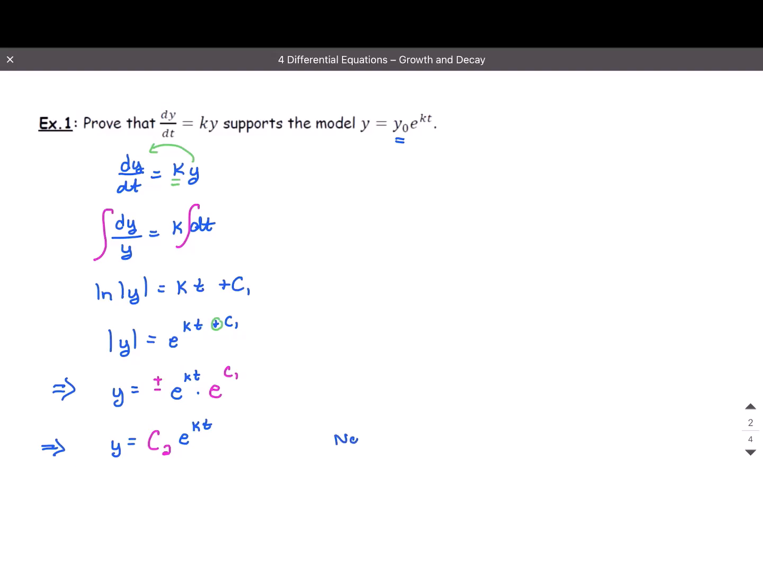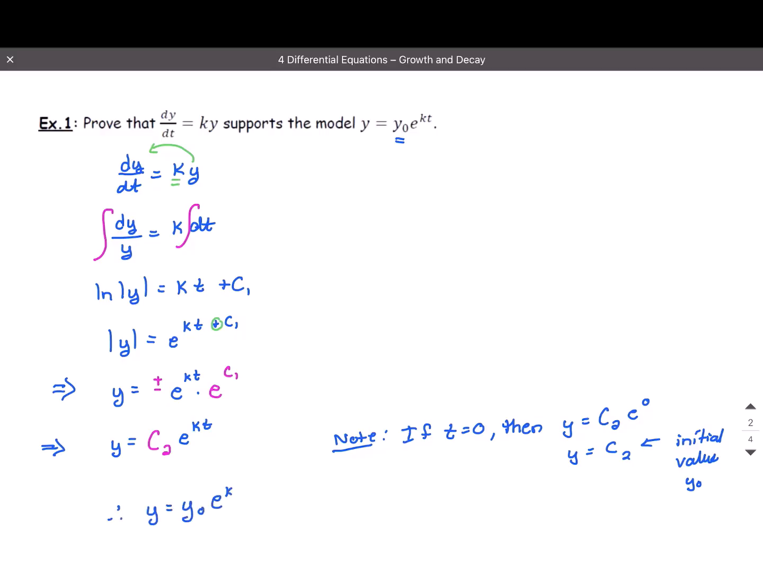So let's take a look. If we let t equal 0, then y would equal C2 e to the 0, and e to the 0 is 1, so y equals C2. So that means that C2 is indeed our initial value, which we call y naught. So therefore, we have proved that the solution is y equals y naught e to the kt.